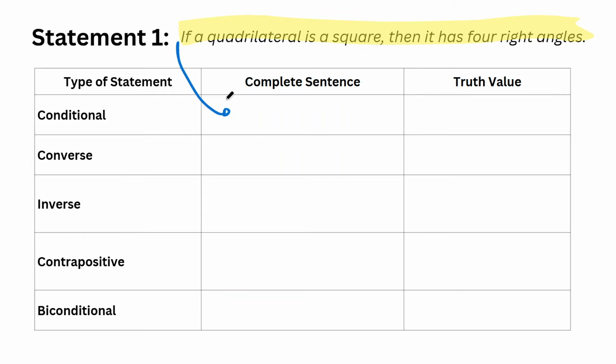Rewrite lang natin yan dyan. And then, we understand if these statements are true or false. So, we write here true or false. True ba yan? If a quadrilateral is a square, then it has 4 right angles. Of course, true.